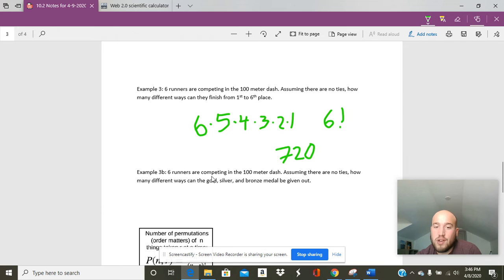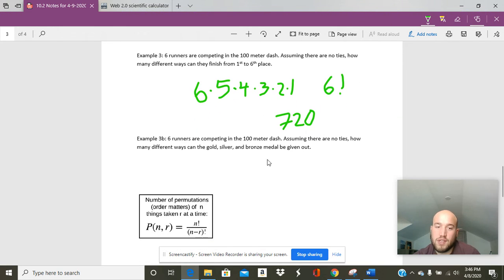Okay, so if 6 runners are competing in the 100-meter dash, and we're assuming no ties, how many different ways can they win gold, silver, and bronze? So for this, we would only care about 6 times 5 times 4, and we can stop right there because I don't care how the last 3 finish. All I care is there's 6 people who get first. After one of them gets first, there's 5 left for second, and then there's 4 left for third. So 6 times 5 is 30. 30 times 4 is going to be 120.